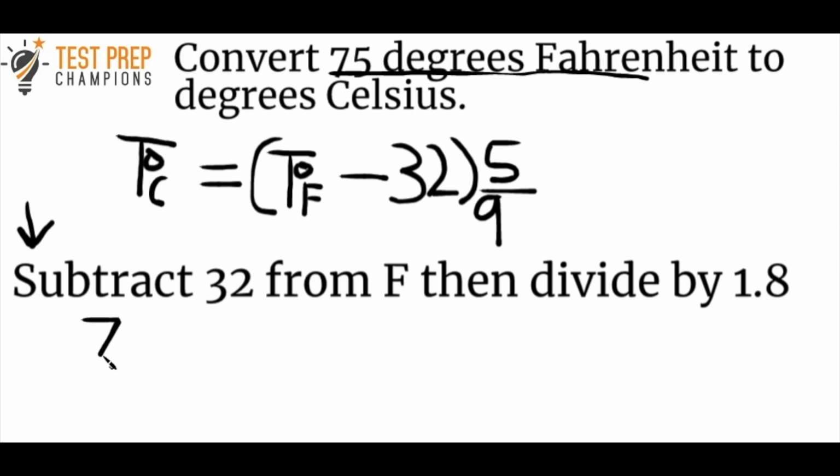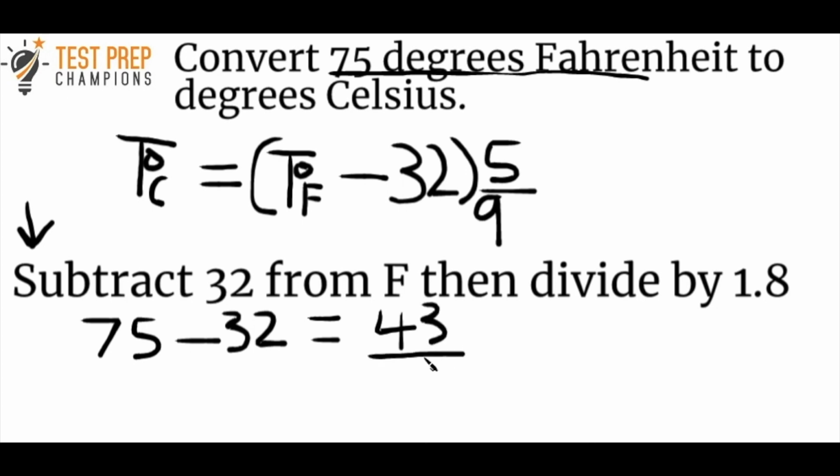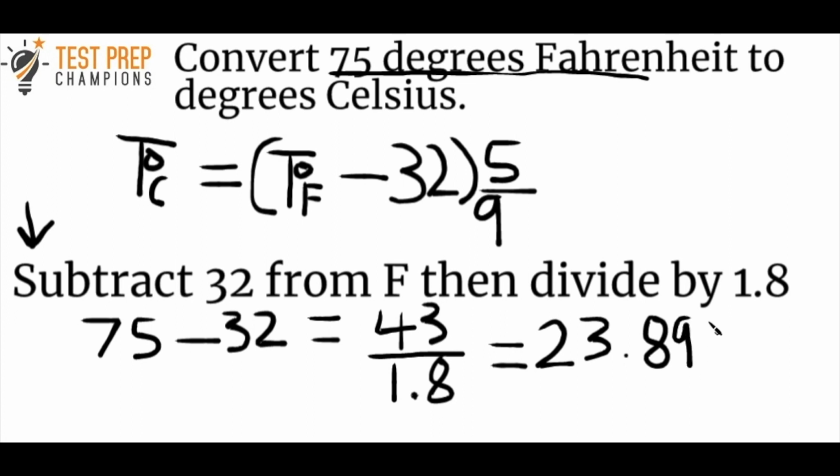Our temperature in Fahrenheit is 75, so we just subtract 32, and that gives me 43. Then once we have the 43, we just divide that by 1.8. I put that in my calculator and we get about 23.89 degrees Celsius.